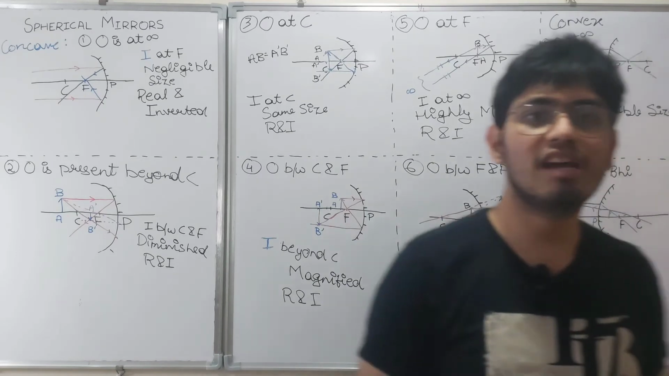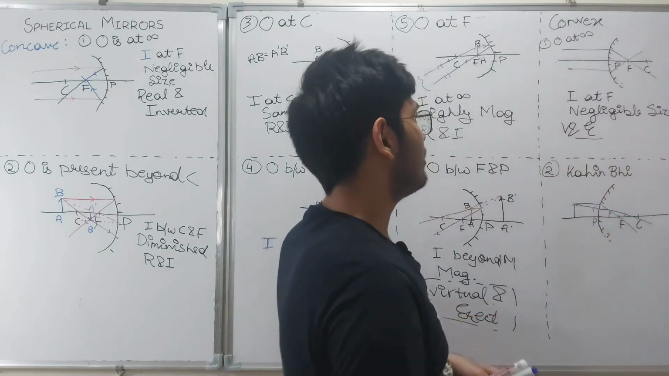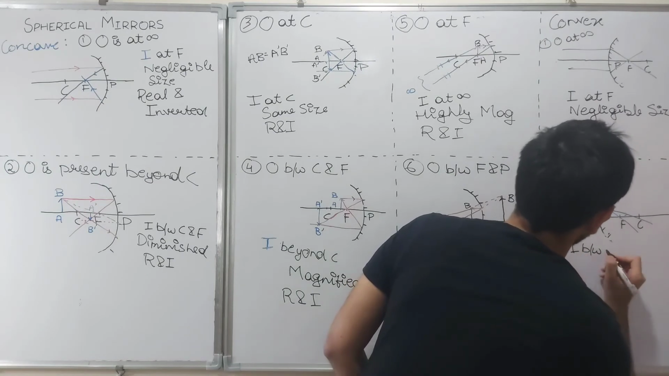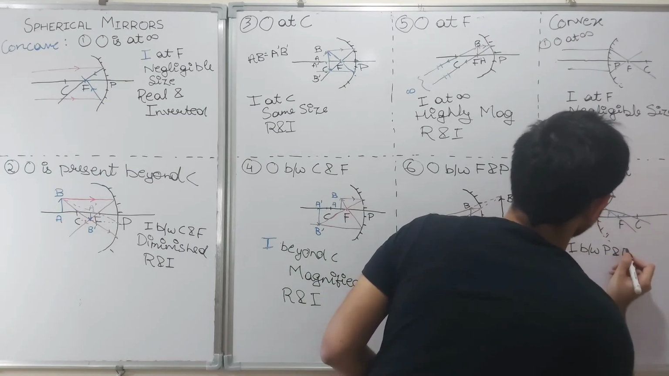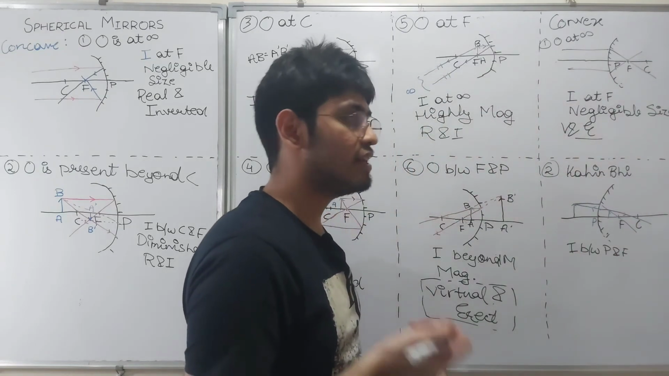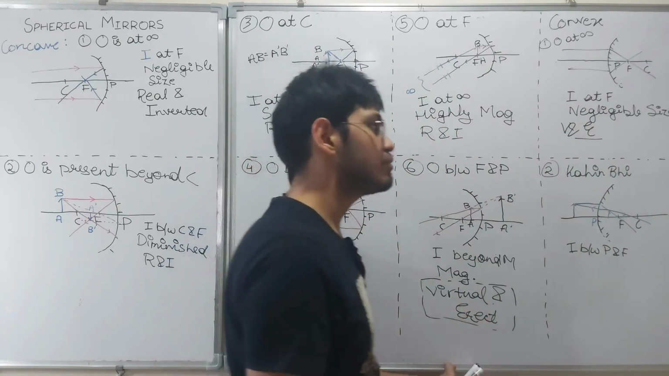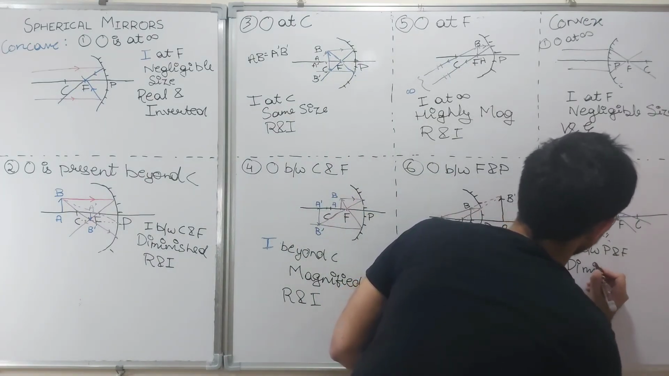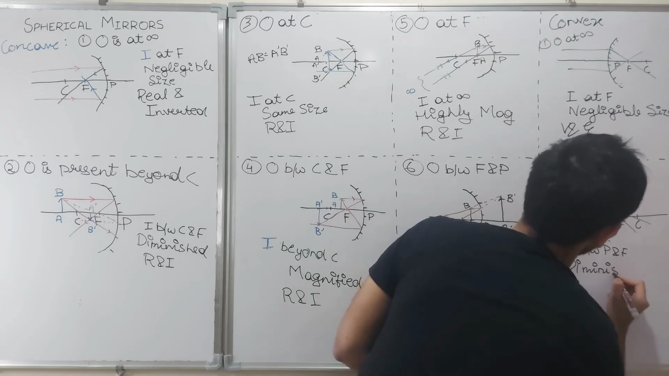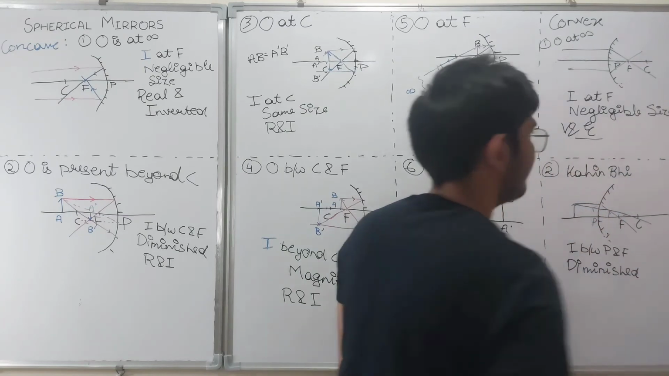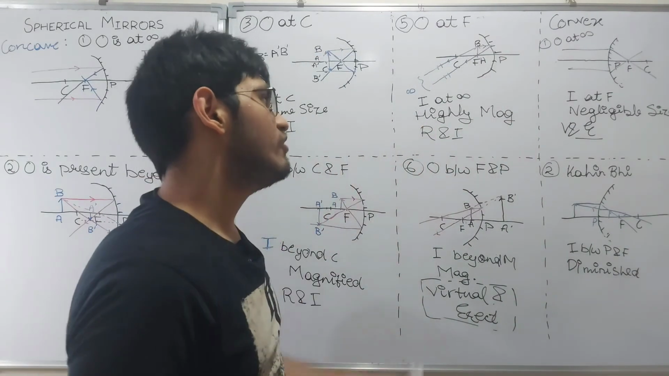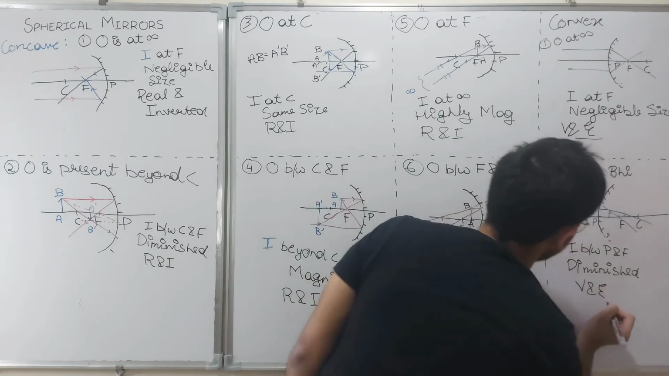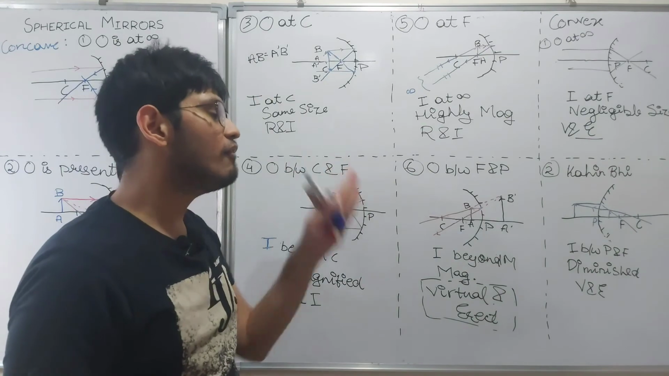The properties of the image that we are going to look towards, we can say that image is formed between pole and the focus. Okay, this is the first property. Second property is that the image formed is of a smaller size. Image formed is diminished, D-I-M-I-N-I-S-H-E-D, diminished. Now, another property that we are going to look towards is that image formed is basically a virtual and erect image.